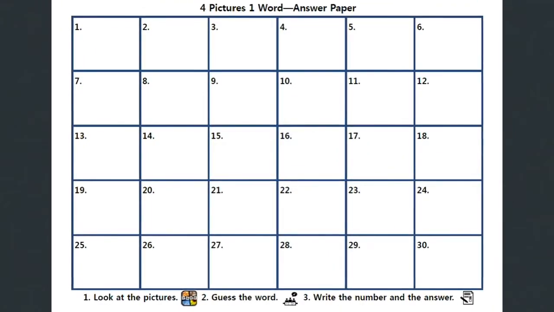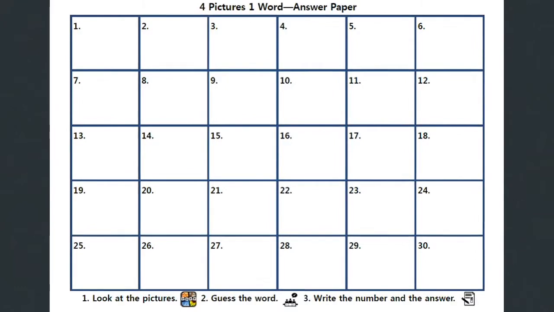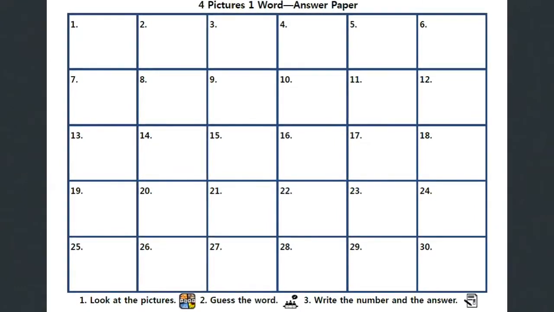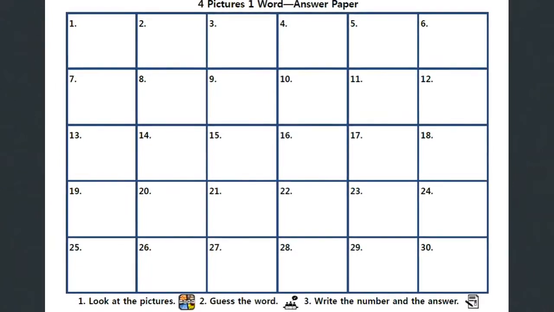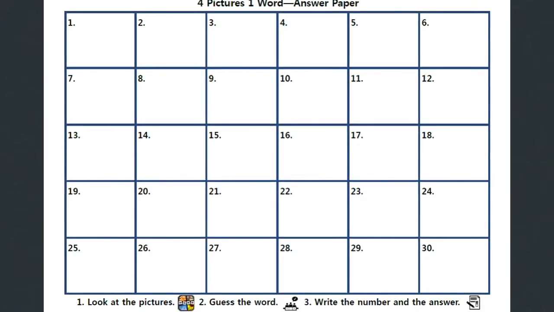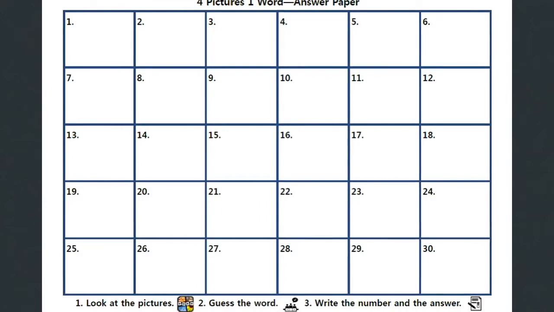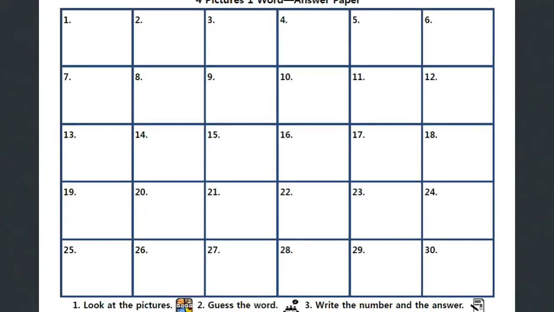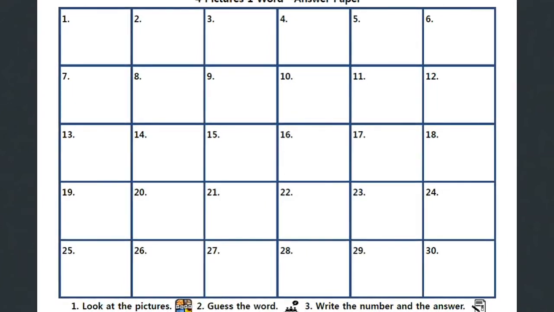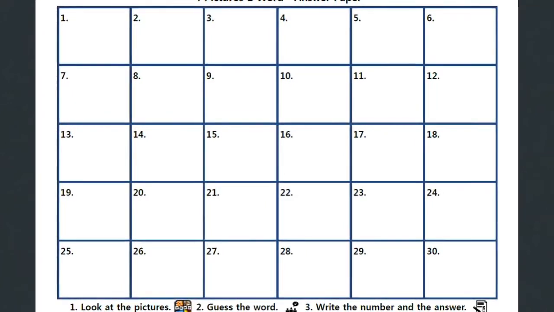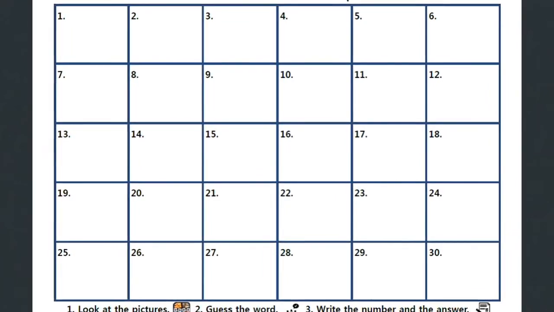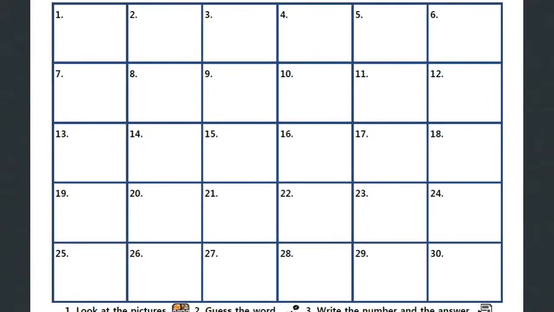Since I knew this was a really great activity, and I wanted to reuse it in many of my other classes, I decided not to have students write the answer on their puzzle paper. Instead, I made an answer paper like this. It's a very simple box template that I made in Microsoft Publisher. On the bottom, you can see 3 simple instructions. Look at the pictures, guess the word, write the number and the answer.